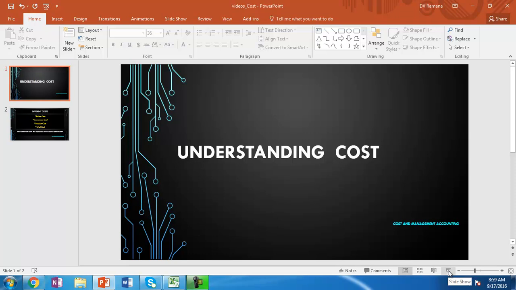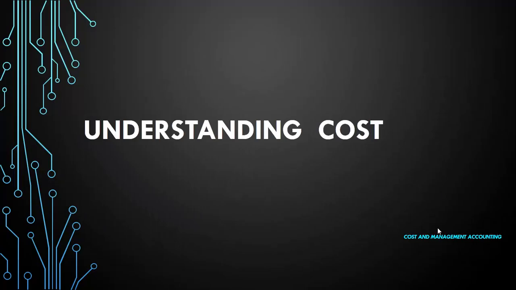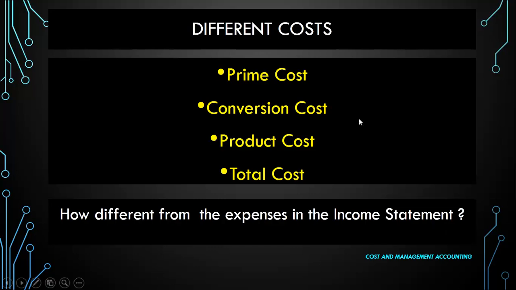In this session we will try to understand cost, and we know that unlike financial accounting, the term cost is being used from a managerial perspective rather than the statutory requirements. So in costing there is a possibility of defining and calculating cost based on the managerial requirements. In this session we will see four different types of cost: the prime cost, conversion cost, product cost, and the total cost.